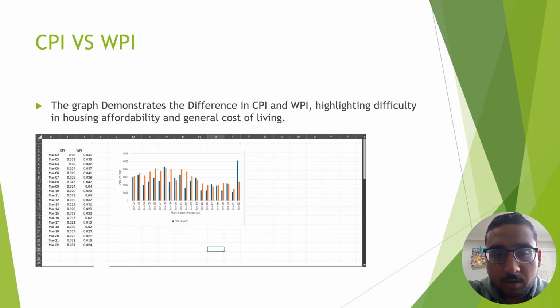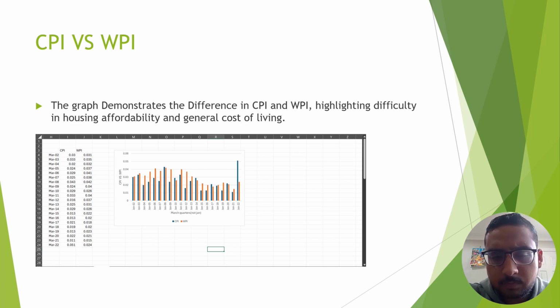So this is the graph of CPI versus WPI. CPI stands for Consumer Price Index, which is the best indicator for inflation, which has been one of my learnings in BUSA2020. And WPI is the Wage Price Index. This is the comparison of the Wage Price Index against the Consumer Price Index over the last 20 years, for each quarter from March 2002 to March 2022.